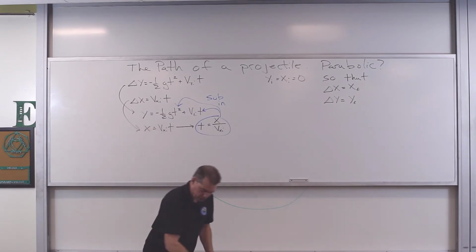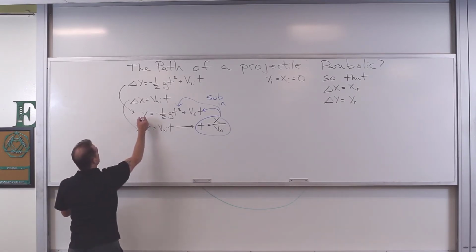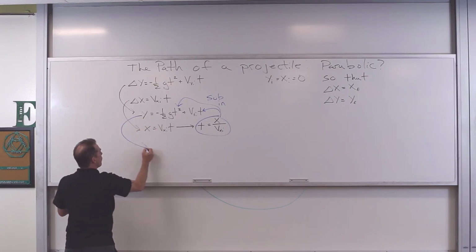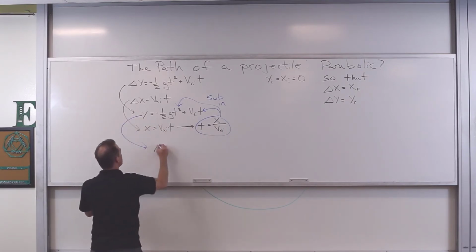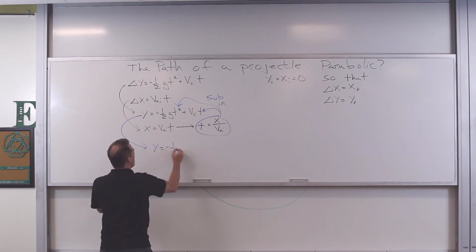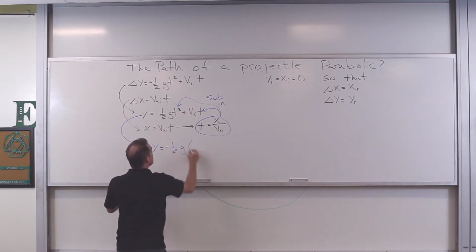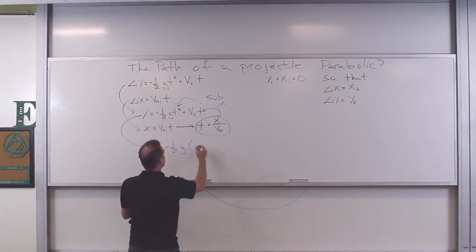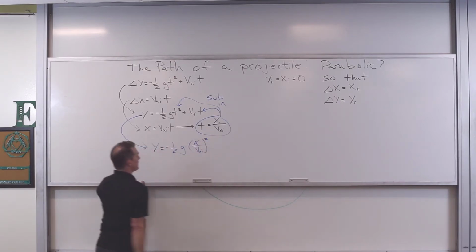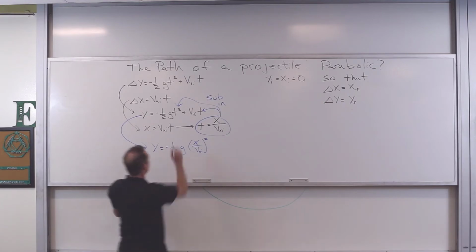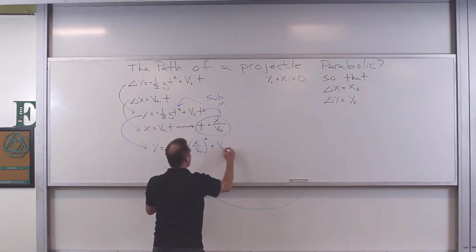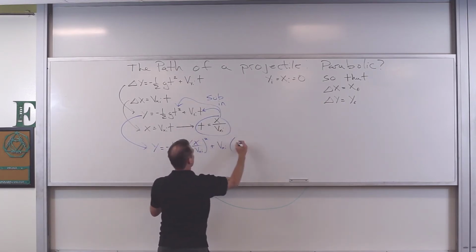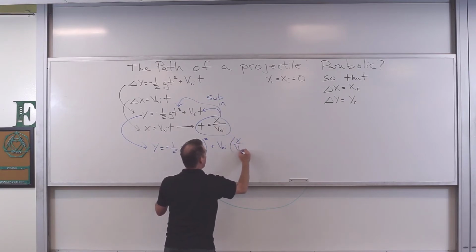I'm going to change colors here. So I'm going to take this now with that substitution taking place and write this as y is equal to negative 1/2 g times t squared. Well, t is this. So we've got x divided by vx initial quantity squared. We stick that in for t. Good. And then we've got a plus vx initial times t, where t is x divided by vx initial.